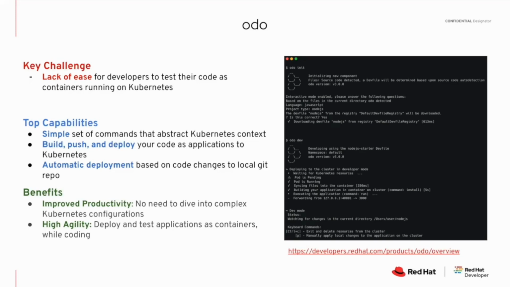And so, as you can imagine, behind the scenes, it's running multiple tasks for you, even though you're only interacting with very simple intents. So you declare your intents into odo, and odo behind the scenes executes the tasks that are needed to perform your intents. So very simple set of commands that abstracts away the whole Kubernetes context and gives you a rich capability of building and pushing the images and deploying them into OpenShift or any Kubernetes environment from your code.